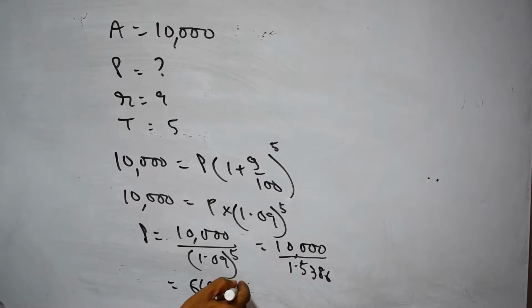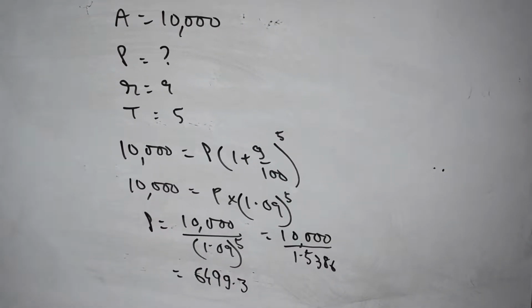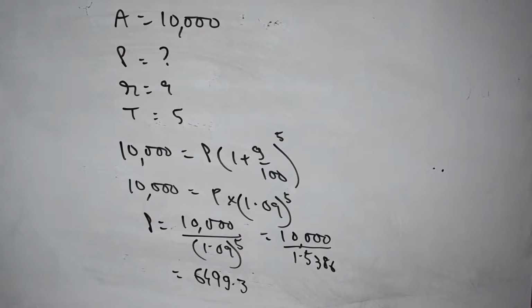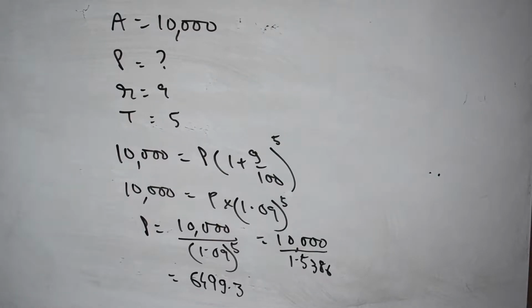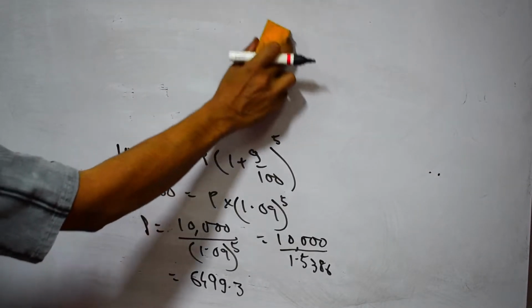6499.3, not 4, approximately 3-4. So the result we are finding is the principal. Now one problem for depreciation we can discuss.